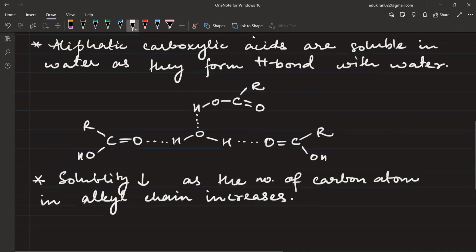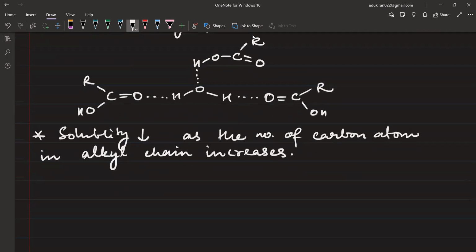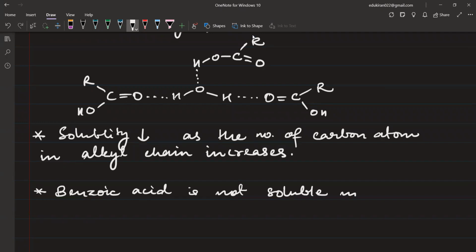They have only written aliphatic carboxylic acids are soluble. So if you increase the number of carbon atoms till 5 and 6, then the solubility decreases and it becomes not soluble. So benzoic acid, which is having how many carbon atoms? 7 carbon atoms, including the carboxylic acid. It is not soluble in water. So write next point: benzoic acid is not soluble in water.